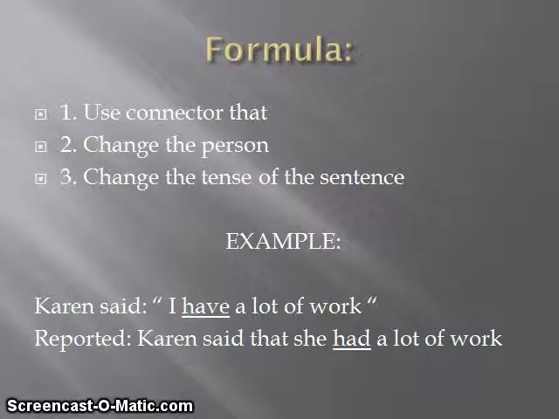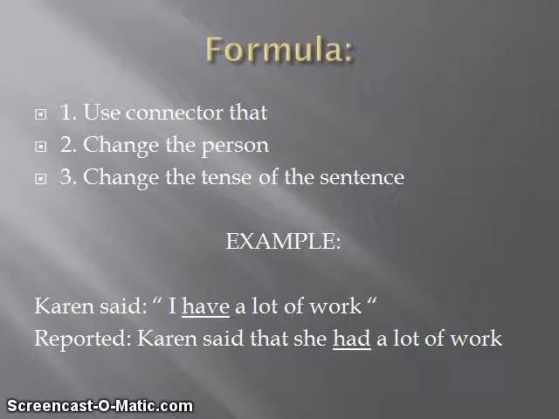And step number three is change the tense of the sentence. If the sentence is in present, you must change that sentence into past, following the formula about the changes in tenses.